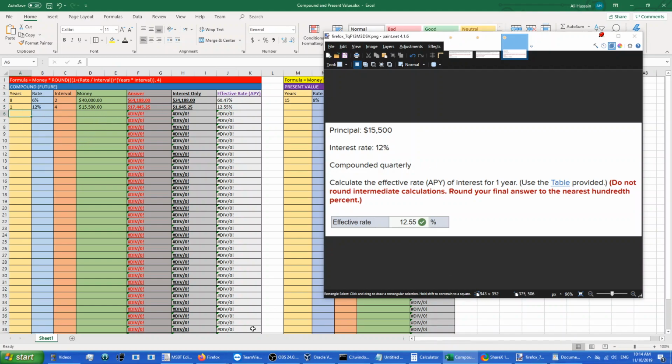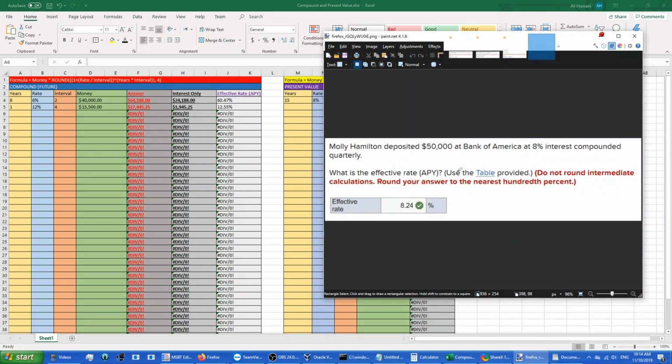So let me fetch another question real quick. Let's go back to my homework. Here we go. We'll take this one. Probably forgot the answer because it'll show up there. Let's open up ShareX. Drag the question in here. Open. Here we already have the answer, 8.24. Molly Hamilton deposited $50,000 at Bank of America, 8% interest compounded quarterly. So we'll do that. The APY would be 1 year, 8%, compounded quarterly, so 4, and 50,000, 8.24. There it is.